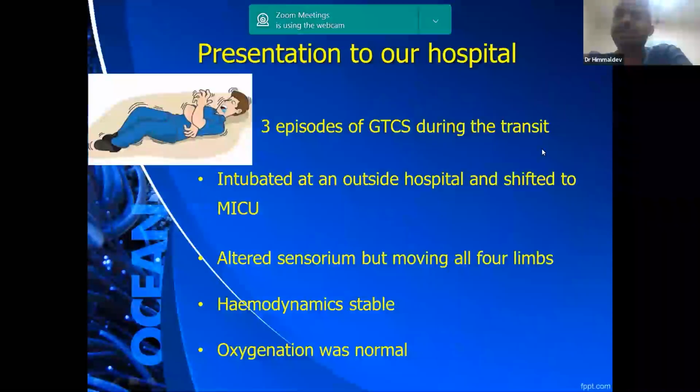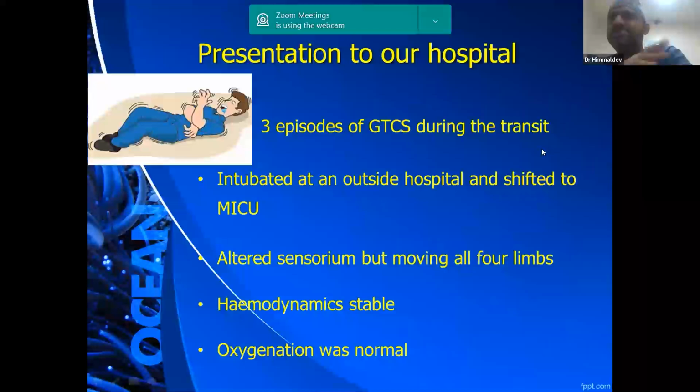Later, he was referred to our hospital, but he had 3 episodes of generalized tonic-clonic seizures during transit. That's why he was intubated outside, and he was later shifted to our ICU. When he came to us, he was in altered sensorium, but he was moving all 4 limbs. He was hemodynamically stable; his blood pressure was stable and didn't require any support. Oxygenation was normal.